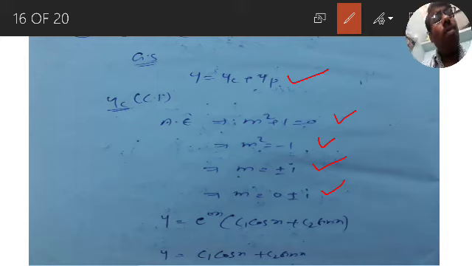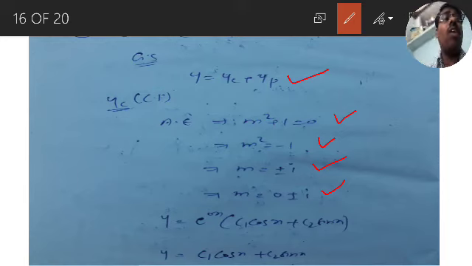Depending on the roots of the auxiliary equation, we can write the general solution of the homogeneous equation, that is, you can write yc. There are three cases of roots.